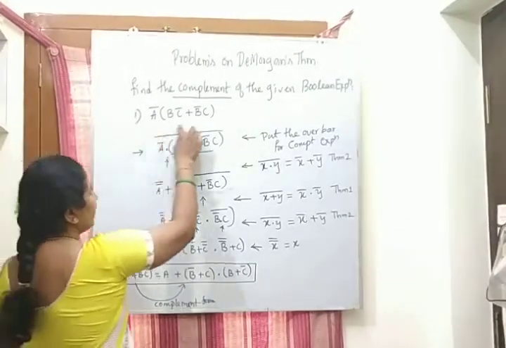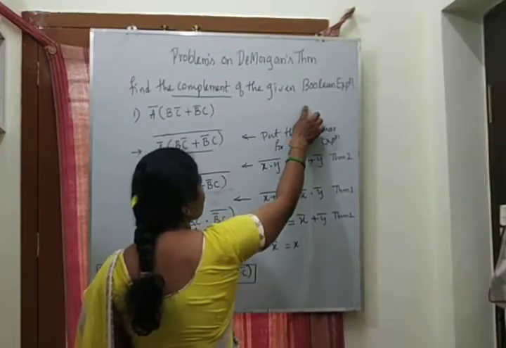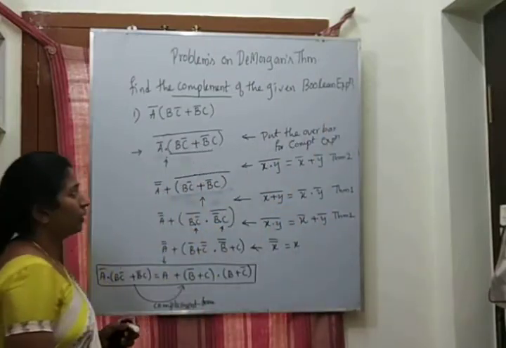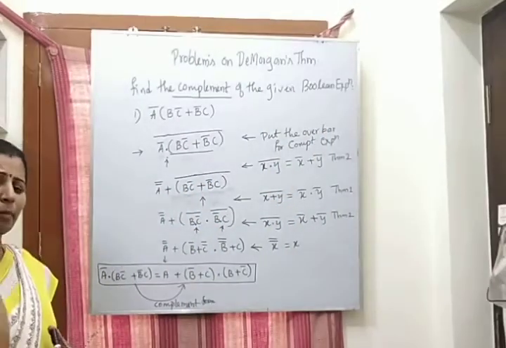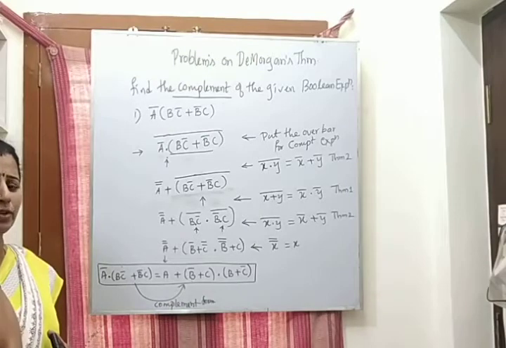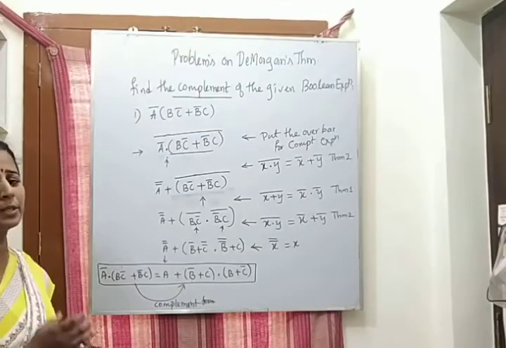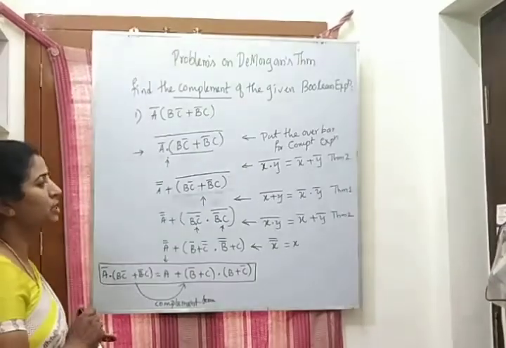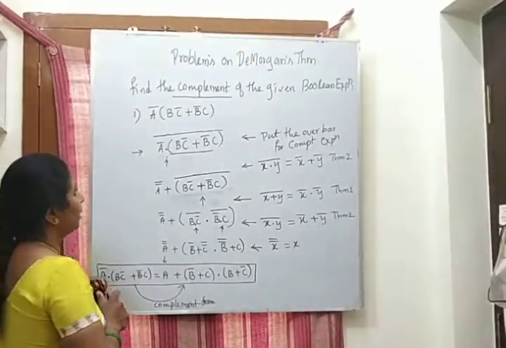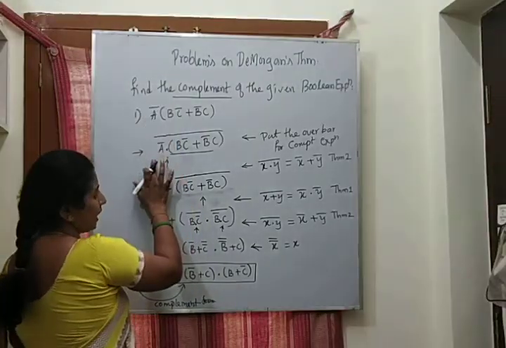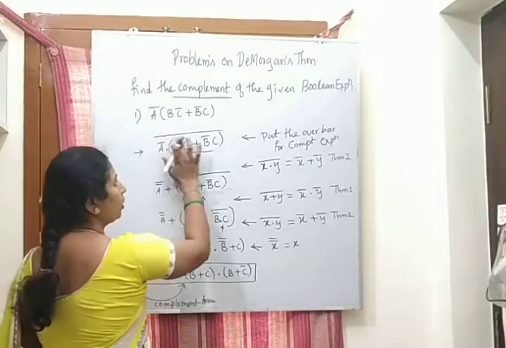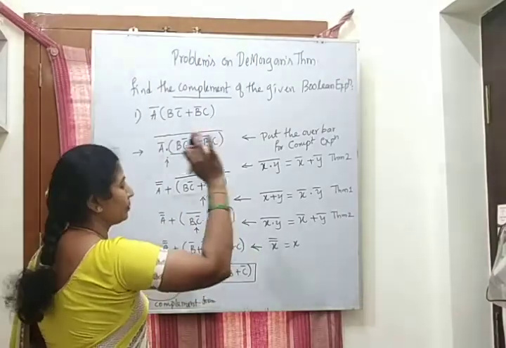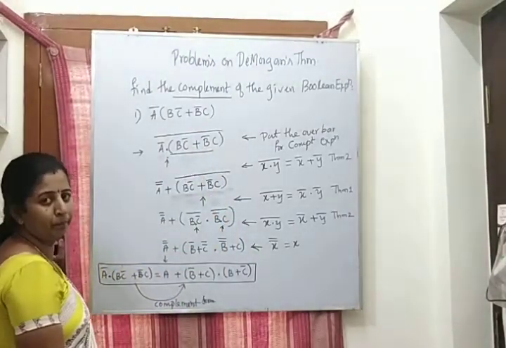Otherwise, they will give the expression, and ask you to apply the complementation for the given Boolean expression. The word complementation means you should use De Morgan's theorem. In De Morgan's theorem, copy down the given expression as it is and put the whole bar for the complete expression.